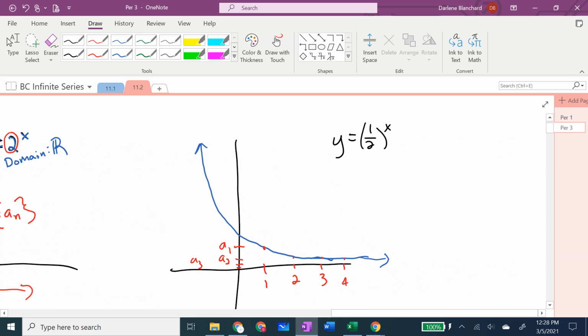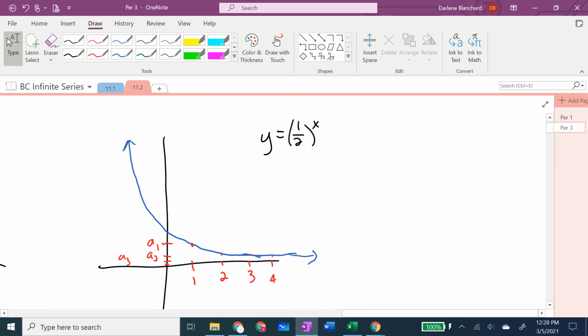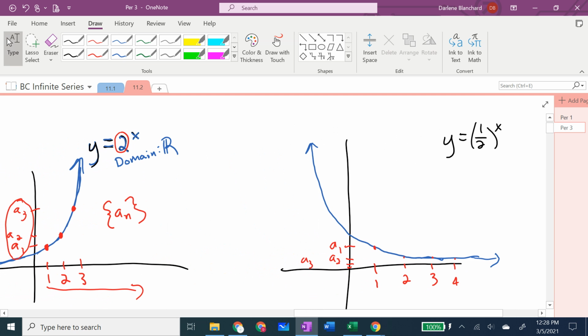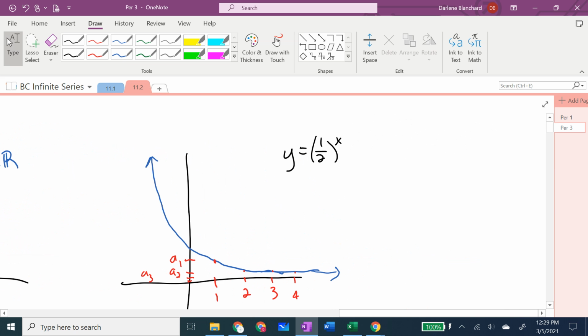If you are dealing with an exponential decay model versus exponential growth. So you get exponential growth when the base of your exponential is greater than 1. You get a decay model when your base is between 0 and 1. With a decay model, you can see that the individual terms are actually getting smaller and smaller and smaller very, very quickly.